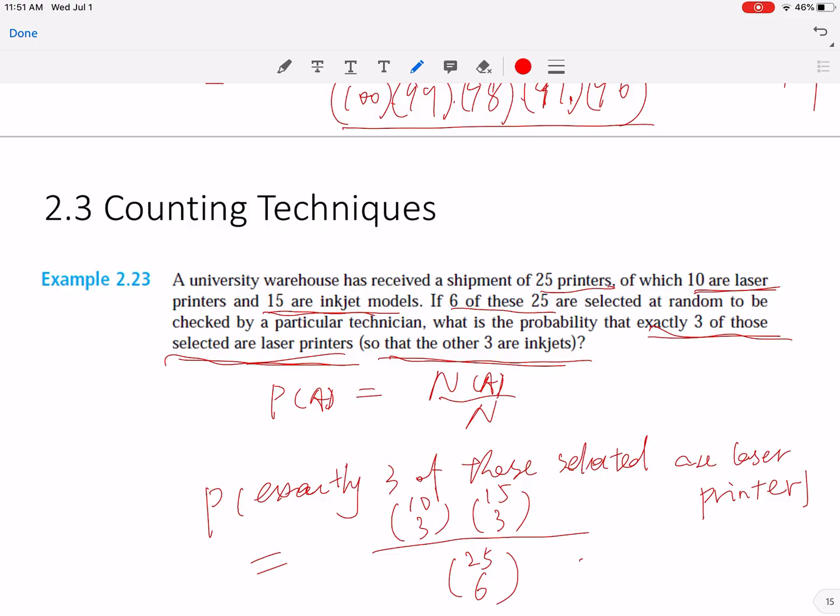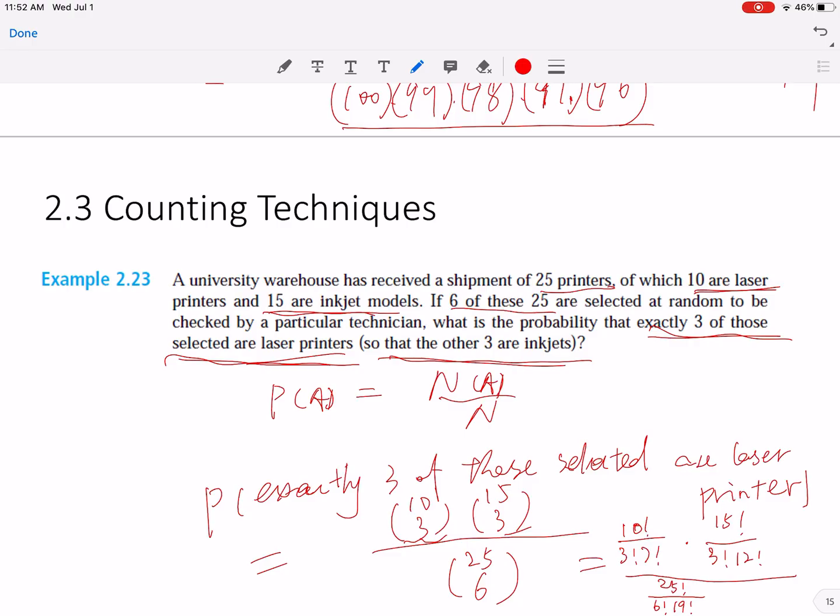And that is equal to, so what we need to do next is just apply the formula. This part would be 10 factorial divided by 3 factorial times 7 factorial, times the second part, which would be 15 factorial divided by 3 factorial and then 12 factorial. 12 factorial is coming from 15 minus 3. And then divided by 25 factorial divided by 6 factorial times 19 factorial. 19 is coming from 25 minus 6.